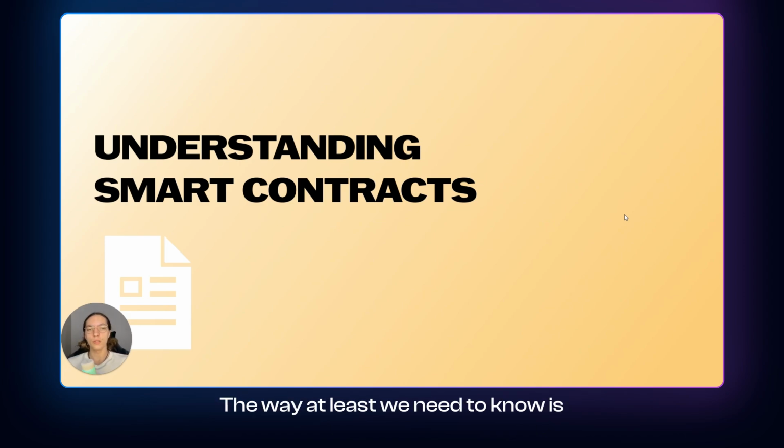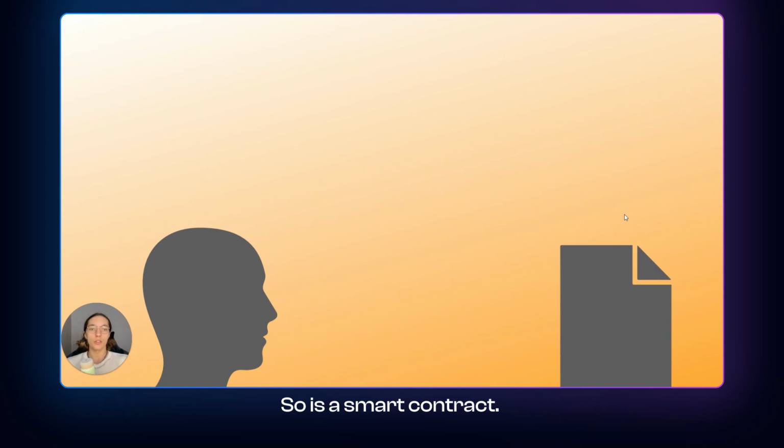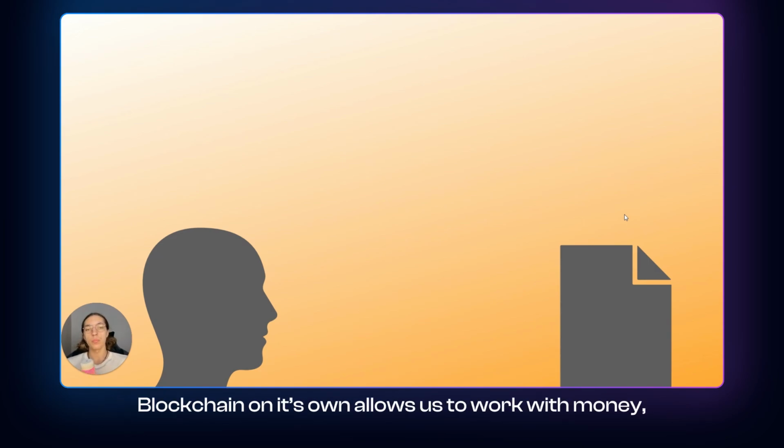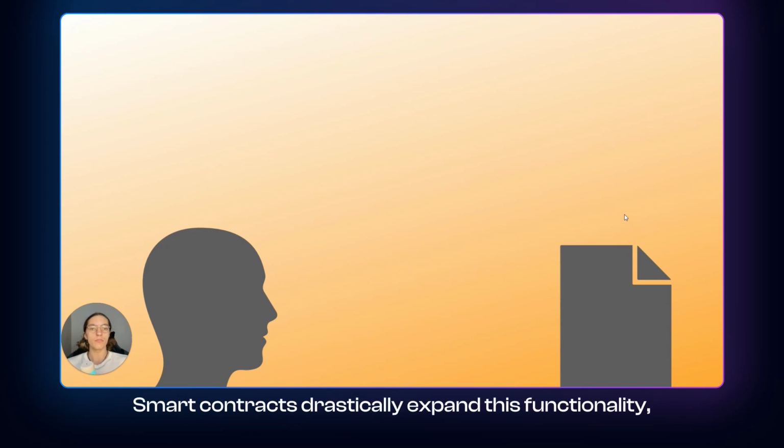The very least we need to know is that a smart contract is a program deployed to a blockchain network. Blockchain is decentralized, immutable, and transparent. So is a smart contract. Blockchain on its own allows us to work with money or cryptocurrencies. Smart contracts drastically expand this functionality, allowing us to work with assets.